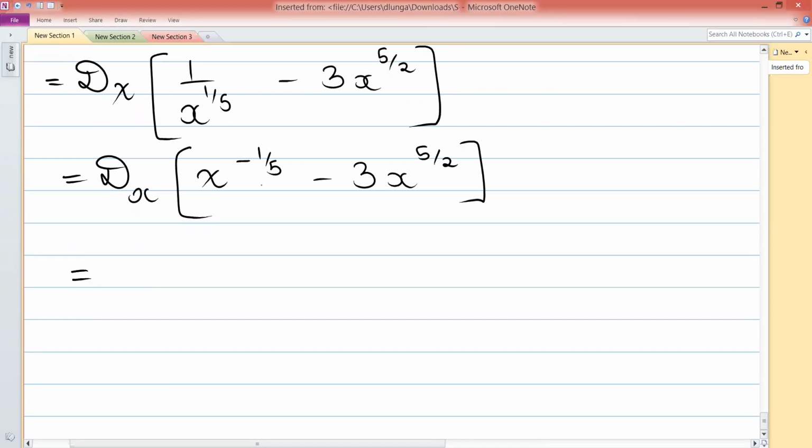So take the x raised to the negative of fifth. You drop the negative 1 over 5, x to the power of minus 1 over 5 minus 1. Okay. Then with the second one, you keep the coefficient, it's negative 3. You drop the 5 over 2, x to the power of 5 over 2 minus 1.